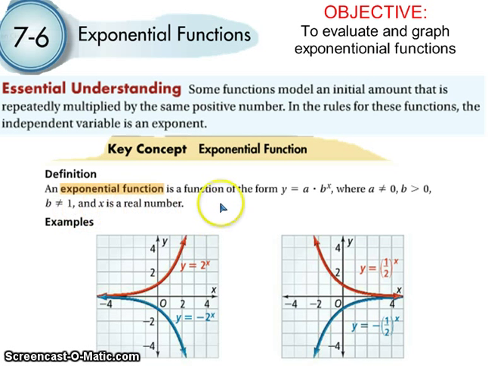An exponential function is a function of the form y is equal to a times b to the power of x. Notice one of our variables is the exponent. That's very important. First off, a cannot be equal to 0. It could be positive or negative. And b has to be bigger than 0. b cannot be equal to 1, because 1 to any power is always 1, so we wouldn't be dealing with exponential at that point. And x is real.